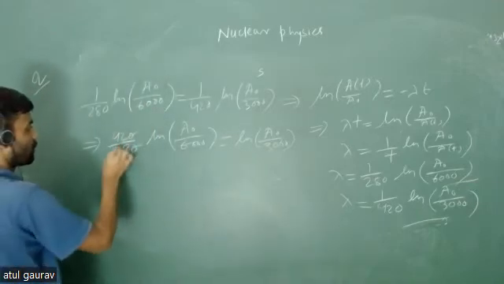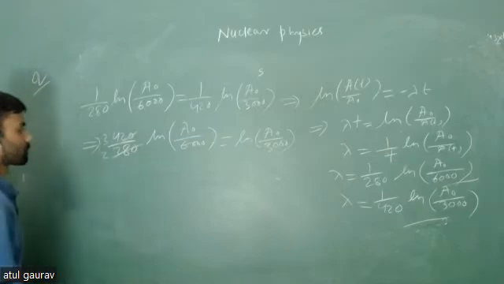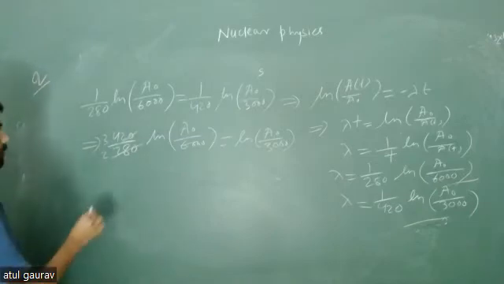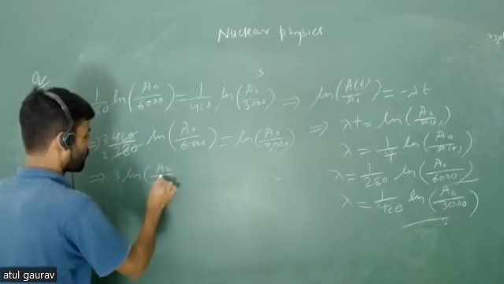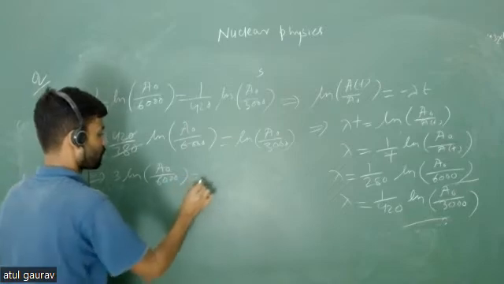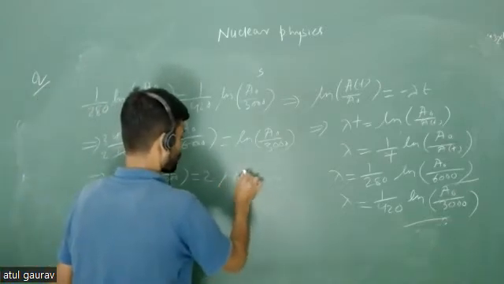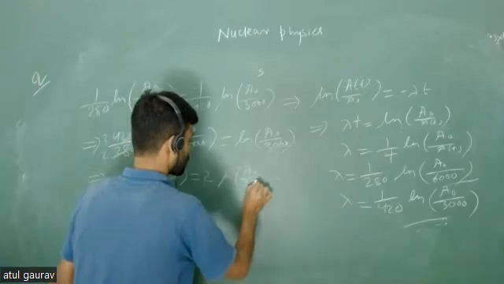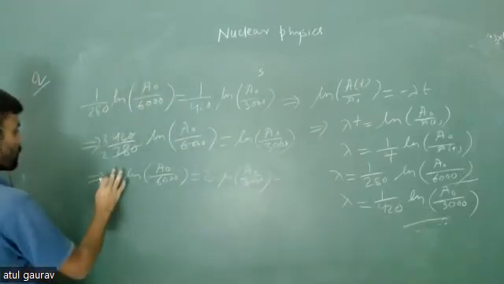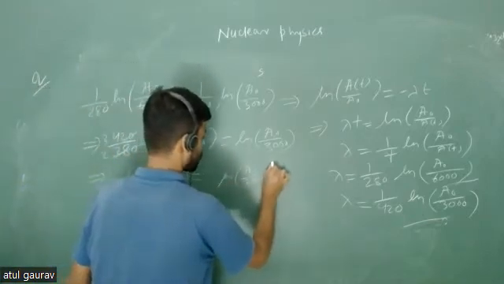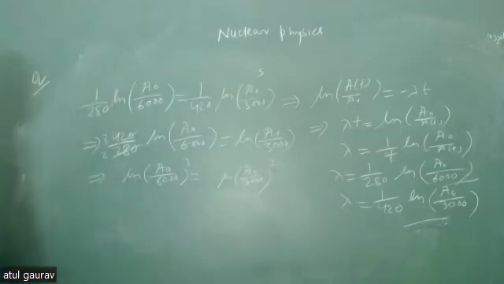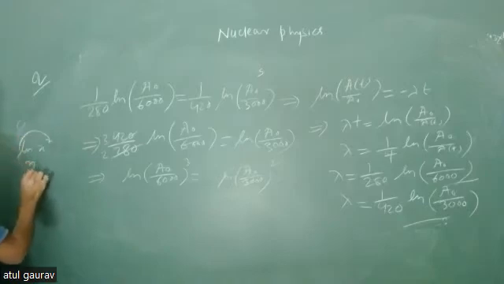Okay, this will give you 3 by 2, right? So you can write 3 ln A0 by 6000 should be equal to 2 ln A0 by 3000. Okay, so this power you can bring in power, right? You know x to the power n means n ln x, right? Yes.